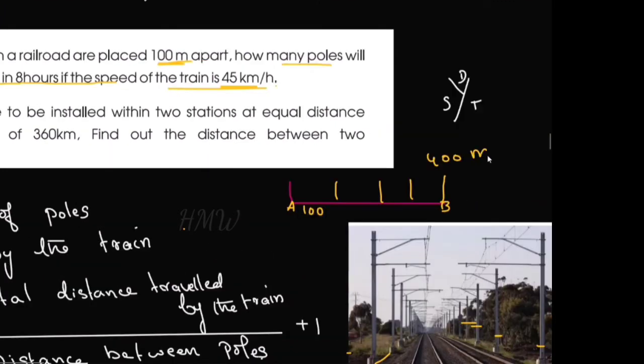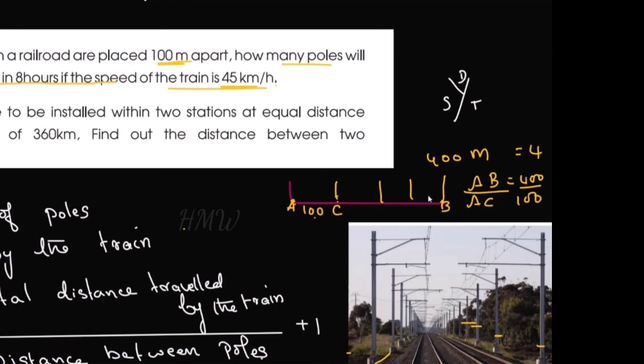The distance from A to B is 400 meters. The distance between two poles, take it as 100. So how many poles are there? How do you do it? The total distance divided by this. Suppose you name this as AC. So the total distance is AB divided by AC, that is 400 by 100, that is 4.